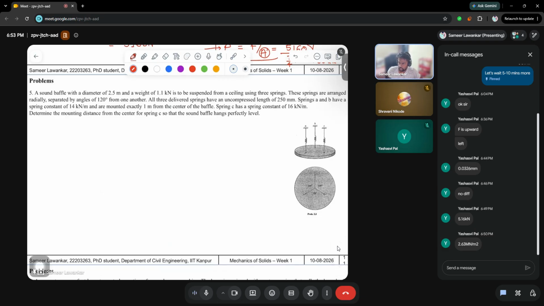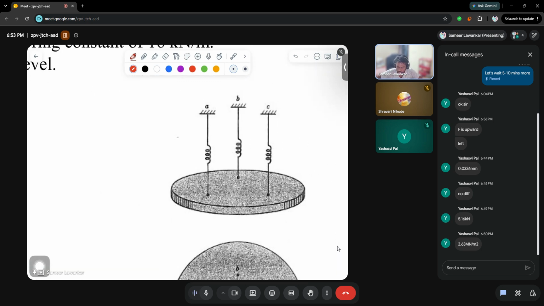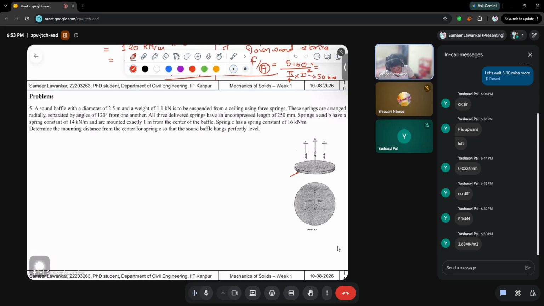So this is the next question, in which there are three springs, as you can see up here. Of these three springs, A and B have the same value of K, and C has a different value of K. But this has to be in equilibrium such that this small baffle is actually horizontal. The question asked here is, you need to calculate the mounting distance from the center for spring C so that the sound baffle hangs perfectly level.